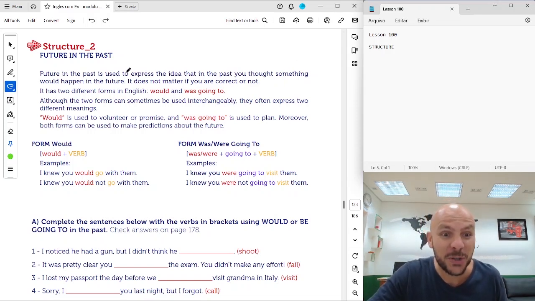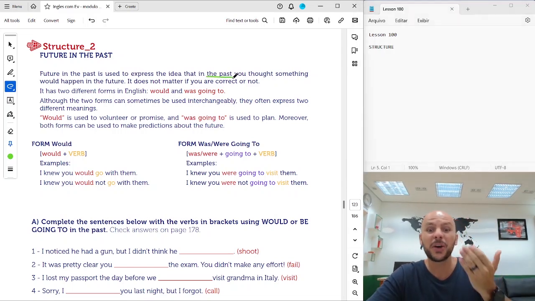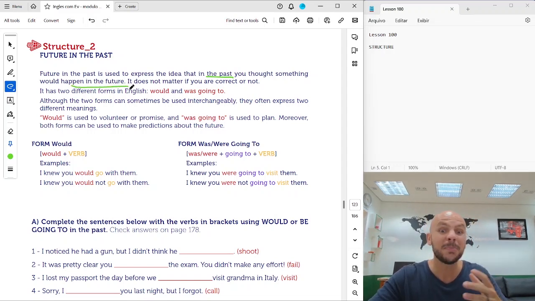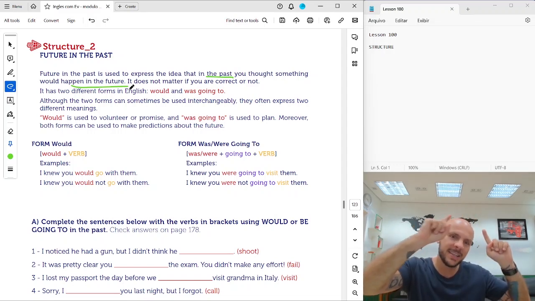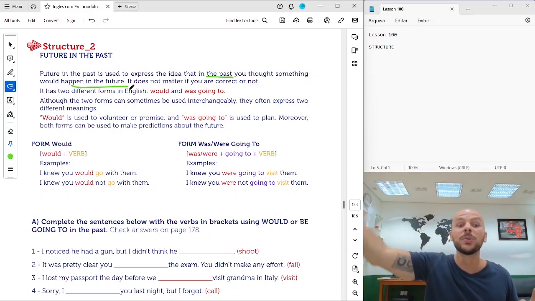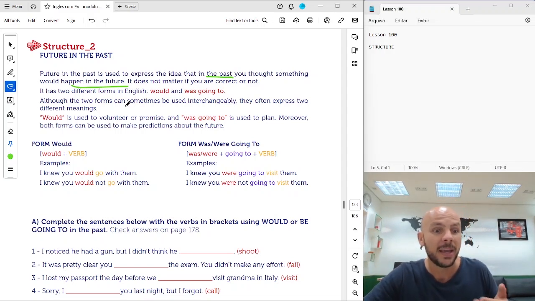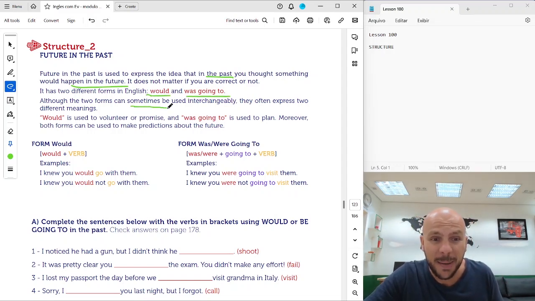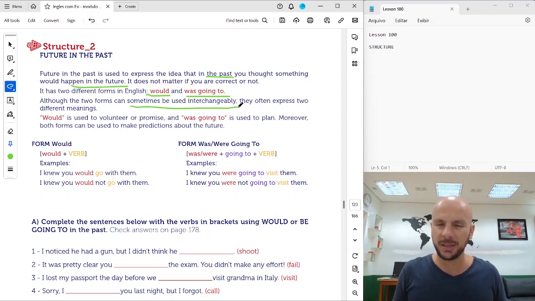Future in the past is used to express the idea that in the past you thought something would happen in the future. Okay? It does not matter if you are correct or not, because we're talking about the future. An idea that you thought in the past would happen, would occur, take place in the future. It has two different forms in English, would and was going to. They can sometimes be used interchangeably. Most of the time, people use it interchangeably, okay?